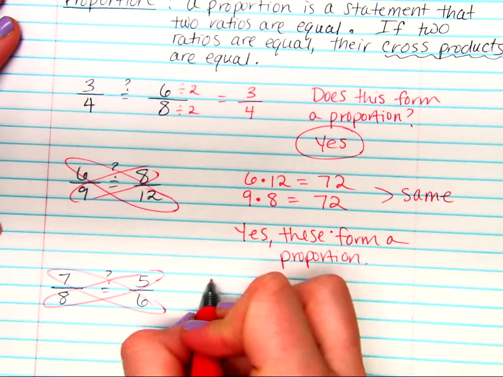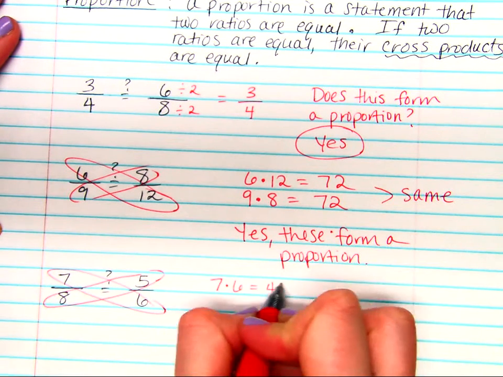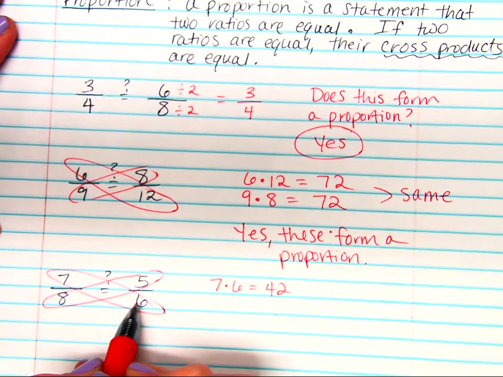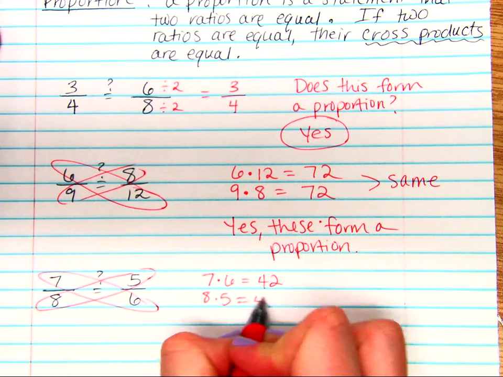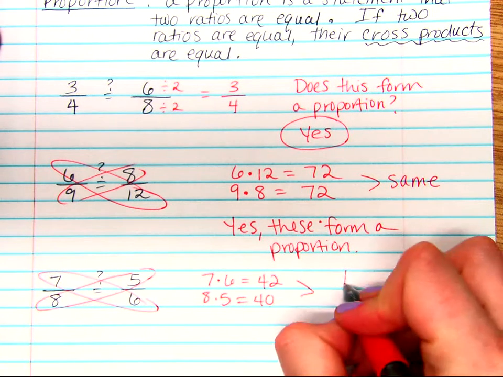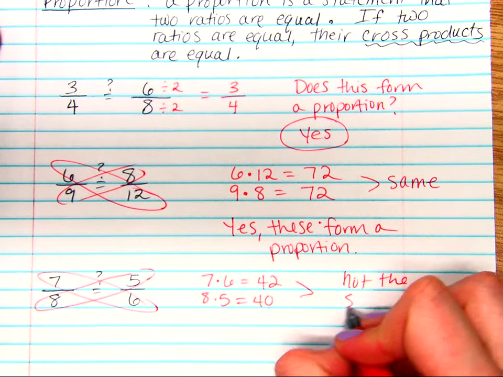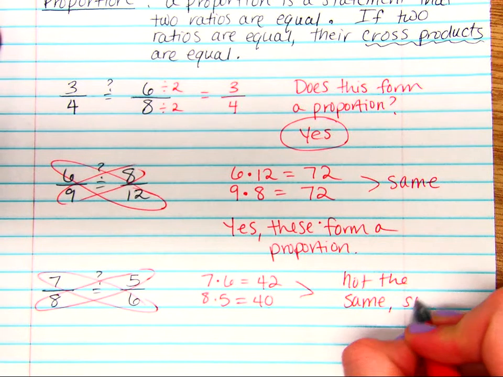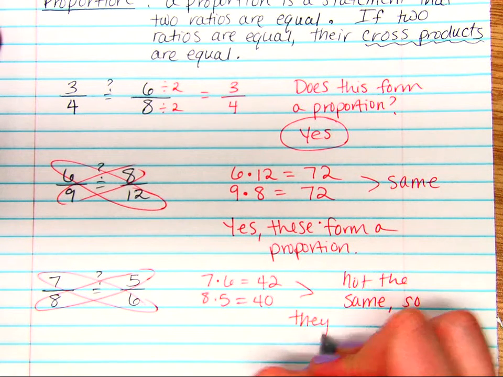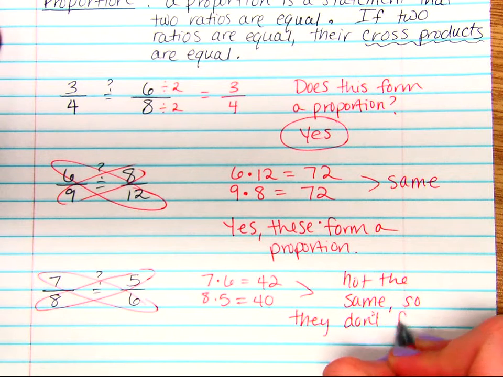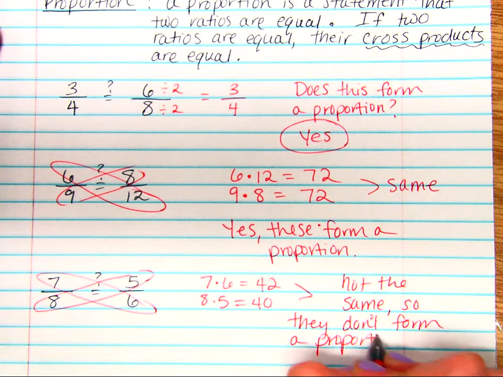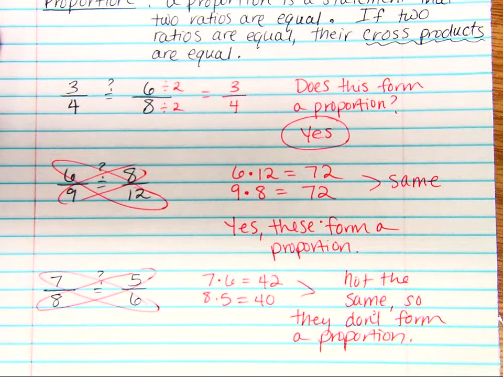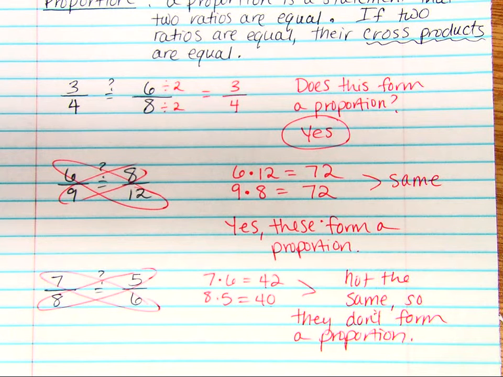If I multiply 7 times 6, I get 42. If I multiply 8 times 5, I get 40. So these are not the same. So they don't form a proportion. So if the cross products are equal, they form a proportion.